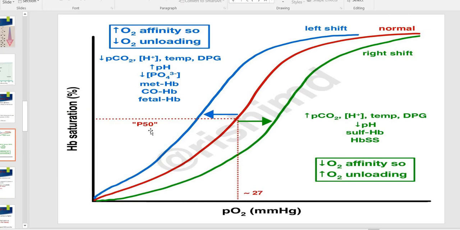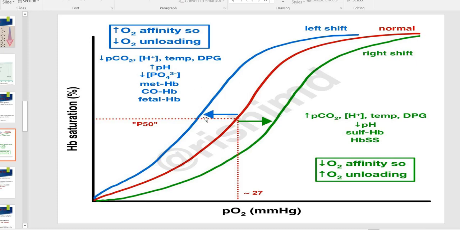This is the red curve, the normal, and this is P50. What is the meaning of P50? It means saturation of 50% of hemoglobin molecules with oxygen. In the normal curve, the pressure needed for P50 is 27. But in the condition of the right shift, it will need more pressure of oxygen to reach the P50 of hemoglobin. So the hemoglobin affinity for oxygen will decrease, and there is release of oxygen to the tissue.